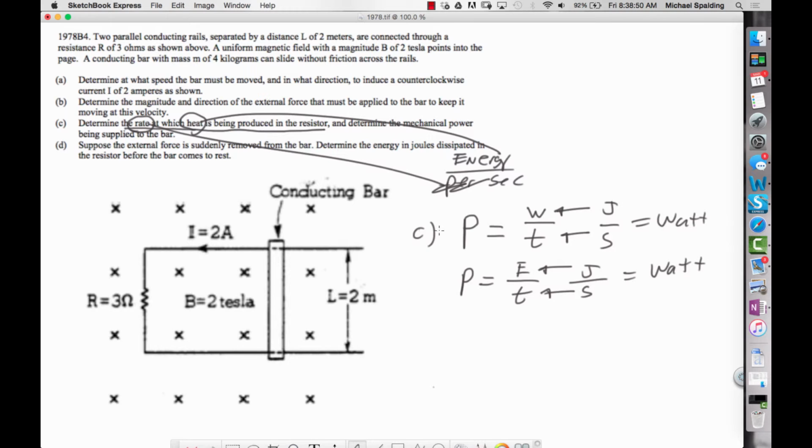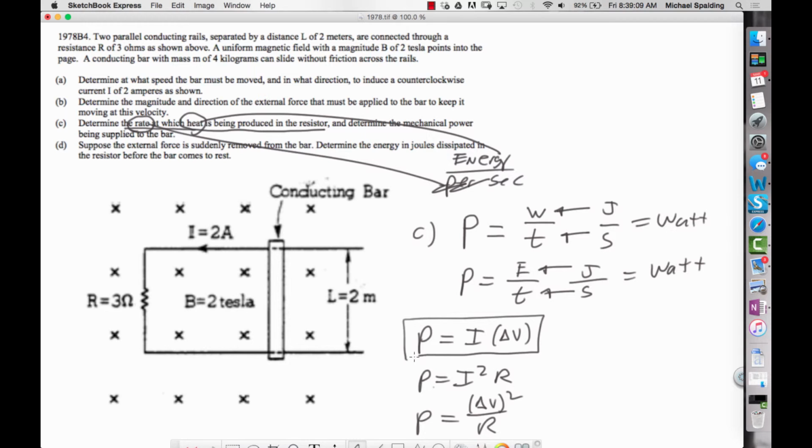But hold on. Are there power equations a little more specific to what we're doing? Yeah. So you could do P equals I times voltage. You could do P equals I squared R. Or you could do P equals delta V squared over R. Basically, here's how I taught this to you. If you know this first equation, you can get the other two equations by substituting in Ohm's law, delta V equals IR. Just plug that in there, and you get the remaining two.